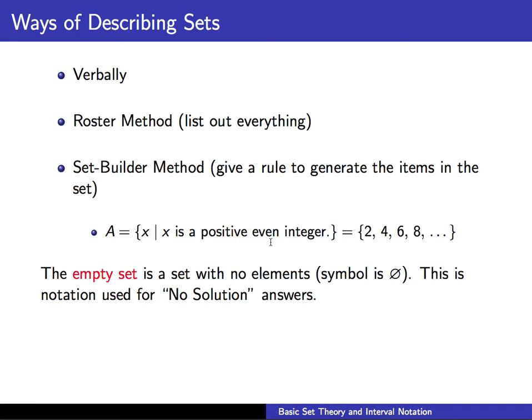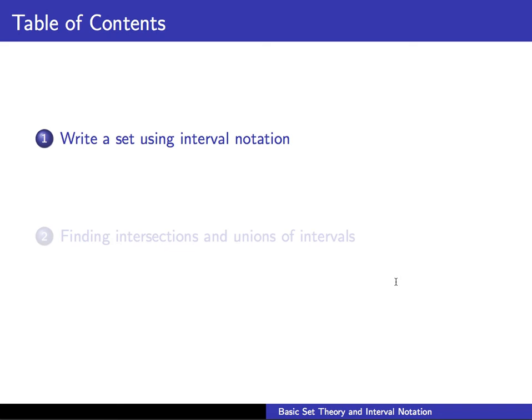So the empty set is a set with no elements. The symbol is a circle with a slash through it. And this is oftentimes the notation we use for no solution answers. So in this course, you'll see a lot of no solution answers have this empty set notation where we have the circle with a slash through it. So we're going to focus the rest of this video on writing a set using what's known as interval notation.